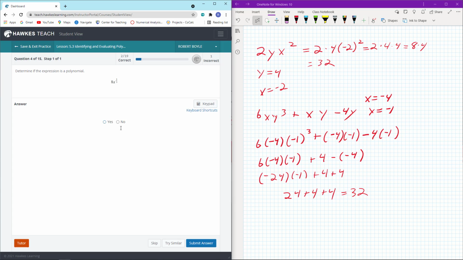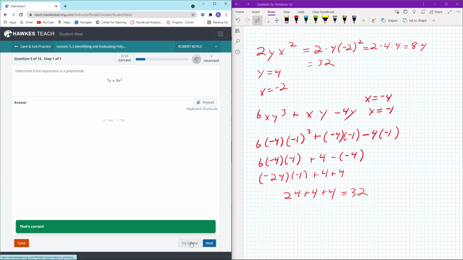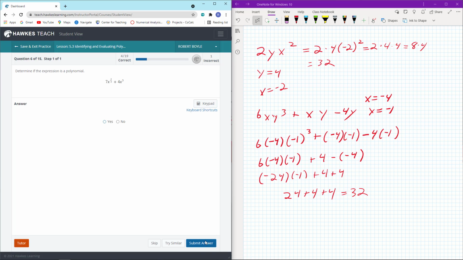Okay. Now we have moved to the type of problems where we need to decide if this is a polynomial or not. Now notice here we have a fraction in the exponent. Since there's a fraction in the exponent, this is not a polynomial. Okay, now here we have whole numbers for exponents. We have an implied 1 here and a 2 there, so this is a polynomial. And this, of course, is not a polynomial because we have a fraction in the exponent.